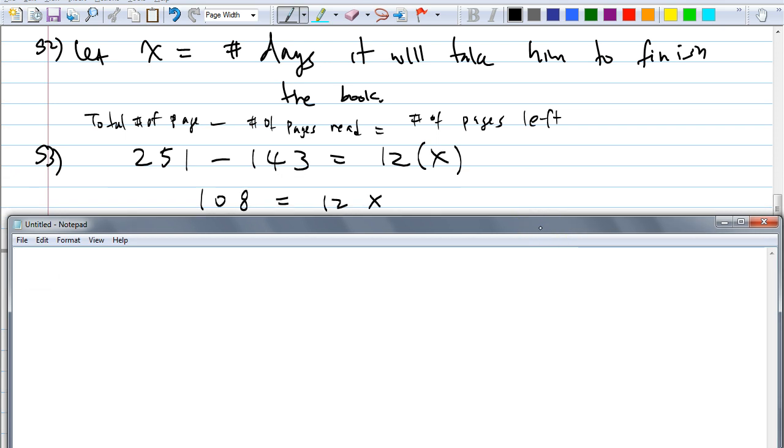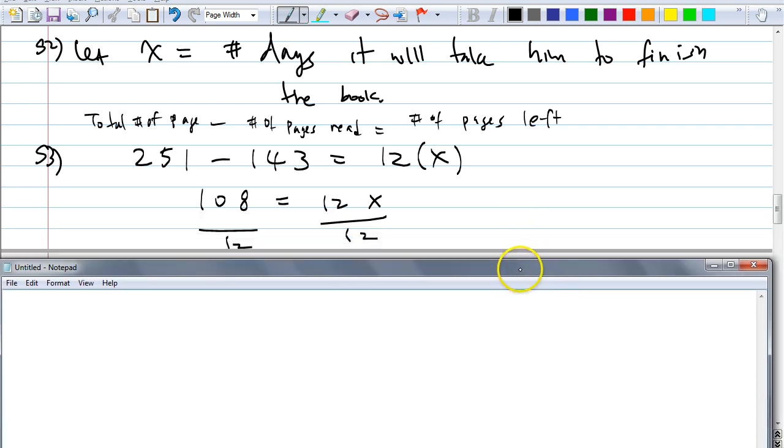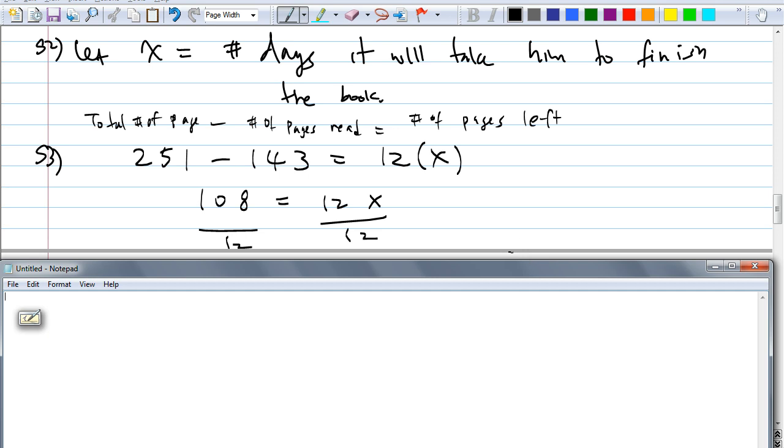And of course, what do we do next here? How about Sammy? How do I get the x by itself? Divided by 12. You got it. You divide both sides by 12. And when we do, what do we get there? How about Brianna?